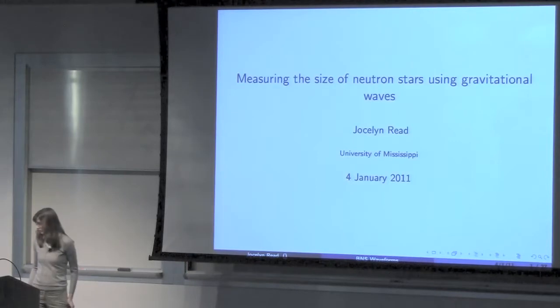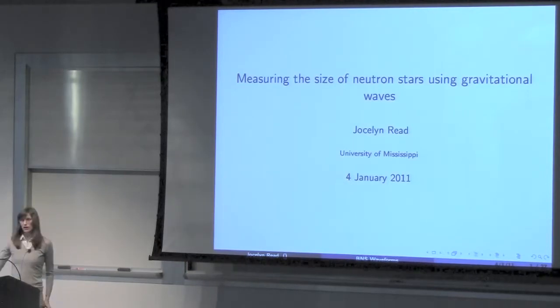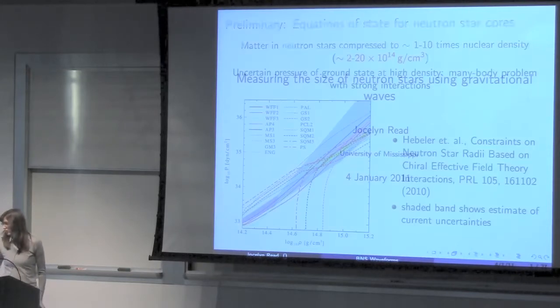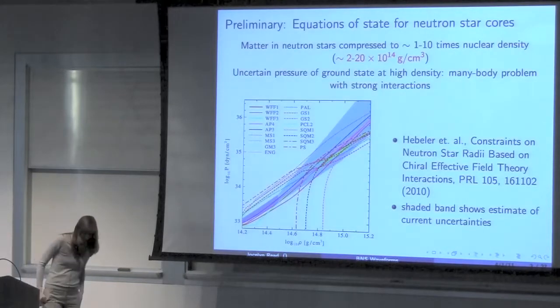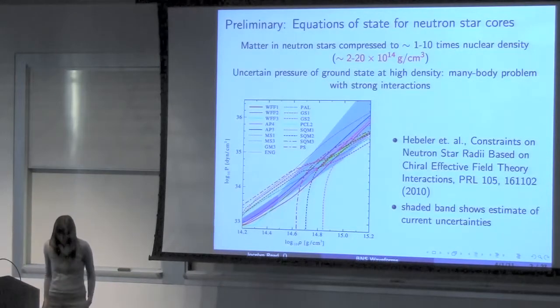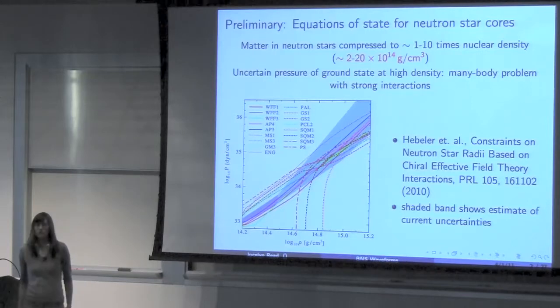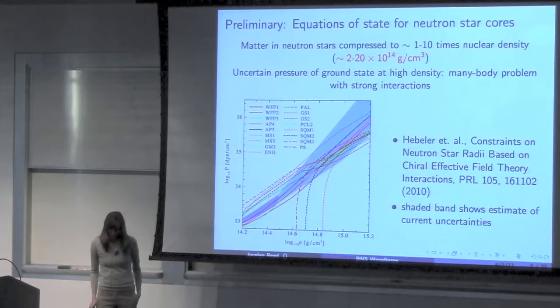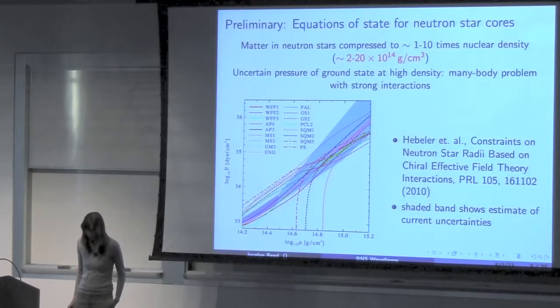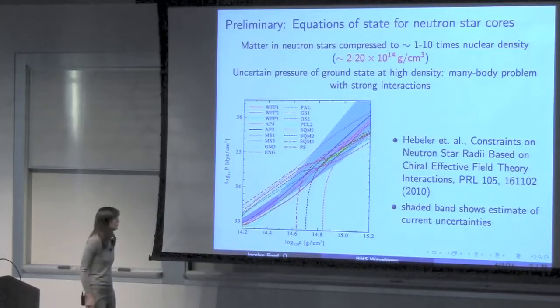So as Christian said, I'm talking about some ways to do astrophysics with potential gravitational wave observations from something like advanced LIGO. And the particular astrophysical problem that I'm going to be interested in is the structure and size of neutron stars. So I'm going to start by giving a little bit of background as to one of the fundamental sources of uncertainty when it comes to learning about neutron stars.